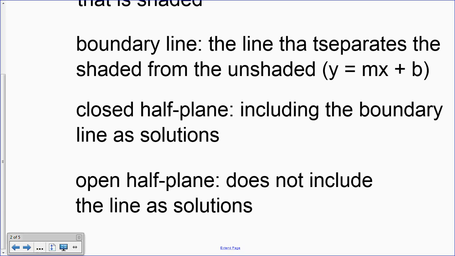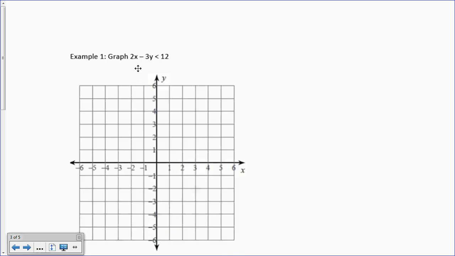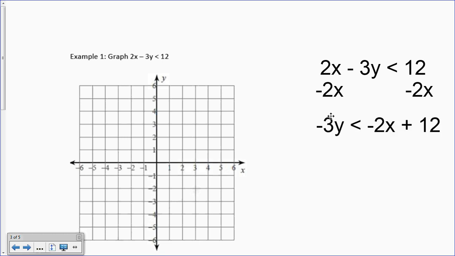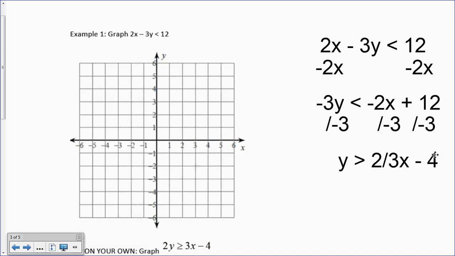So example 1, we have to graph 2x minus 3y is less than 12. Okay, so step 1 was to get y by itself. So to do that, I'm going to subtract 2x from both sides. So now I have negative 3y is less than negative 2x plus 12. I'm going to divide everything by negative 3, which means if I'm dividing by a negative, I'm going to have to flip my sign, okay? So now I get y is greater than 2/3 x, because the negatives cancel each other out, minus 4. Alright? So that gives me my y-intercept is -4, and my slope is 2/3.